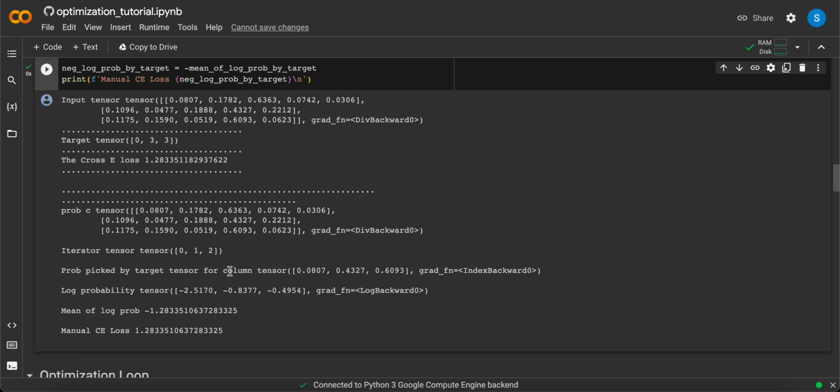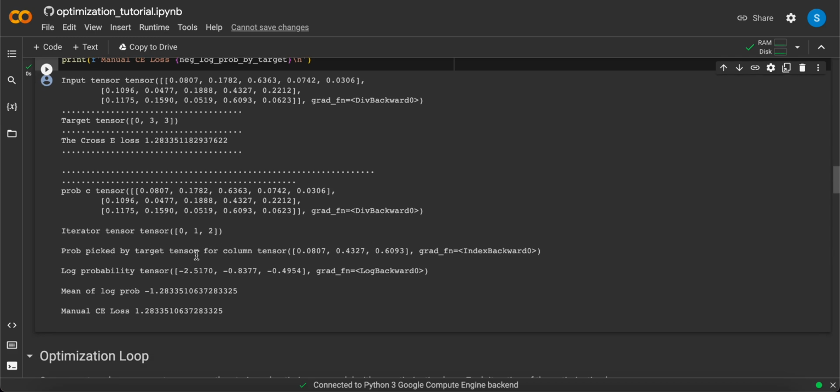Probability picked by target tensor. Now what we're going to do is get a log probability of this tensor. Now what is a log probability? We've discussed the log probability. If you look at this probability here, 0.08, so that's 8 and some percent, and that's 43%, and that's 60%.